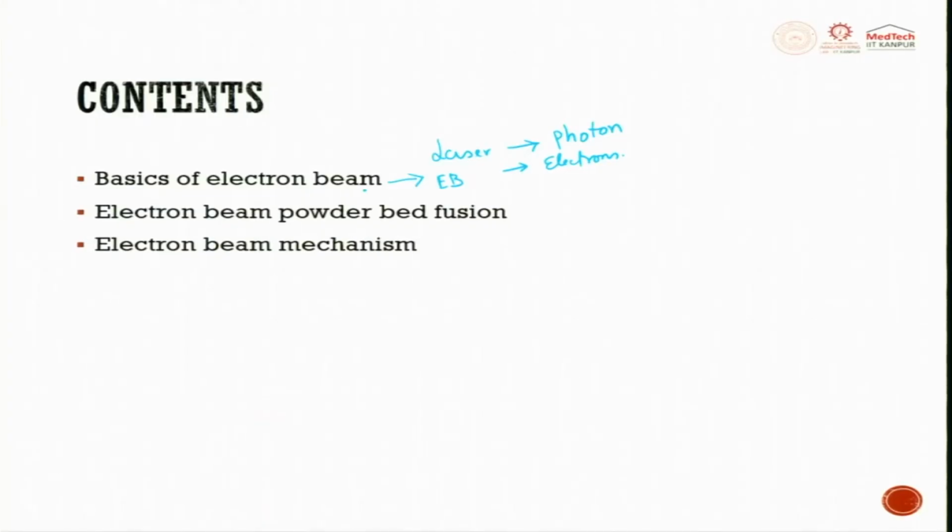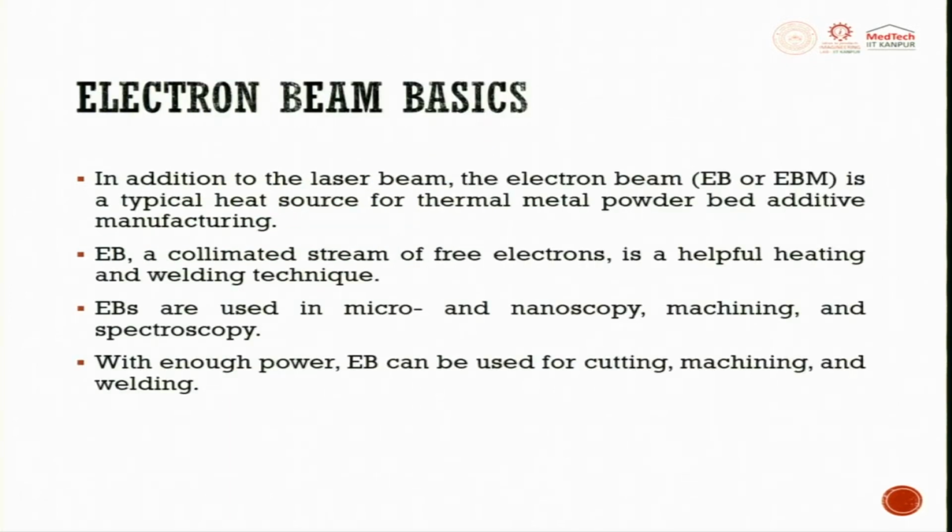We will see the basics of electron beam. Then we will see how the electron beam powder bed fusion system exists. Then the last one is going to be how electrons are generated, the electron beam mechanisms. Like laser, electron beam is also a thermal source, wherein this thermal source is used for melting and sintering to produce output, doing it with a layer by layer approach.